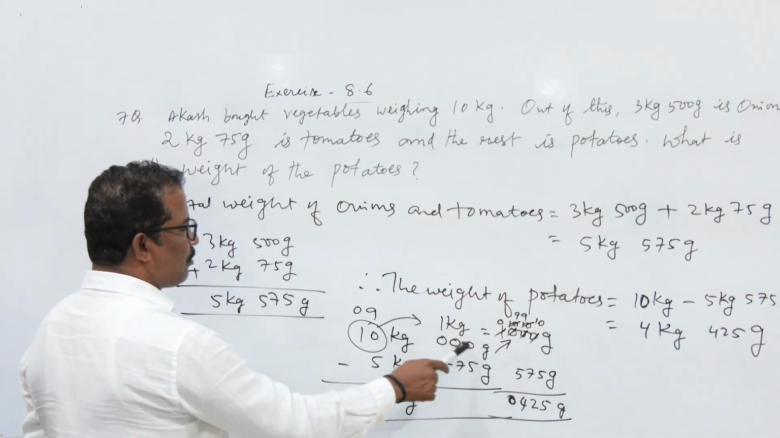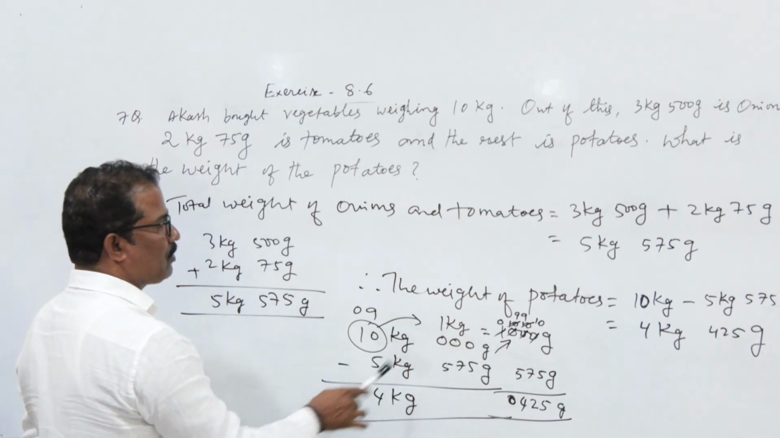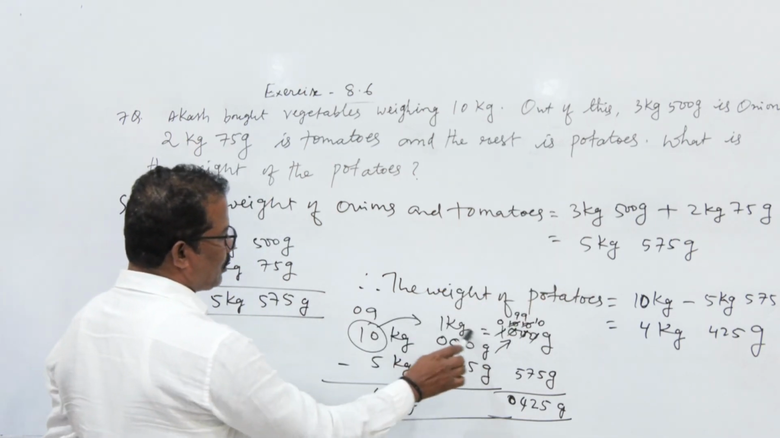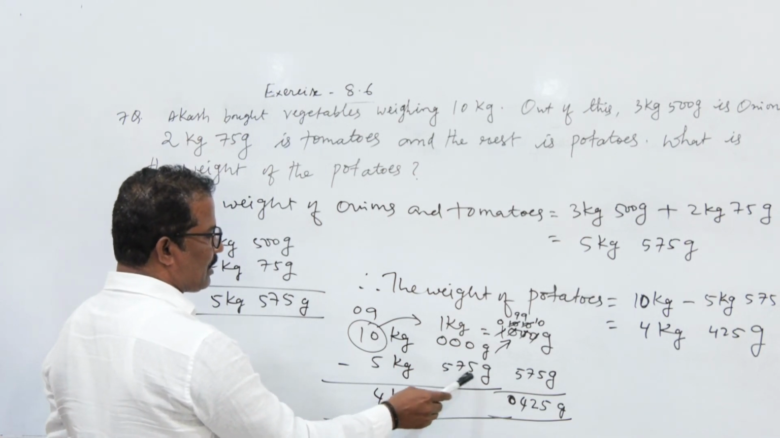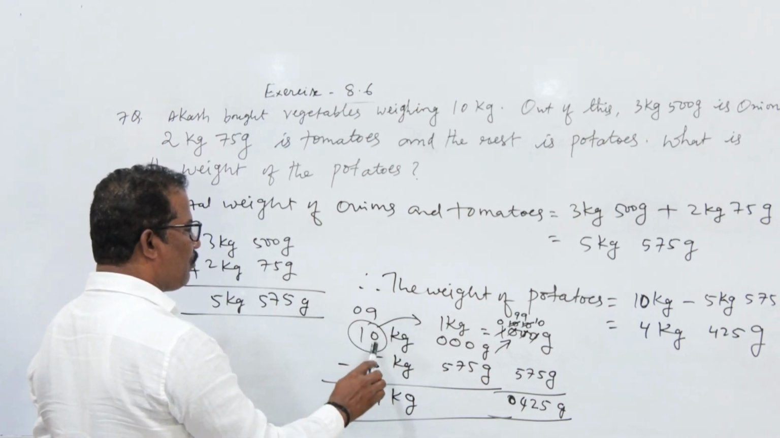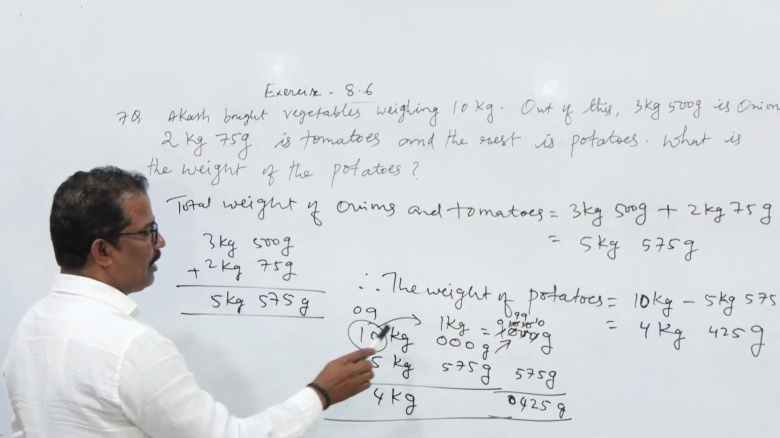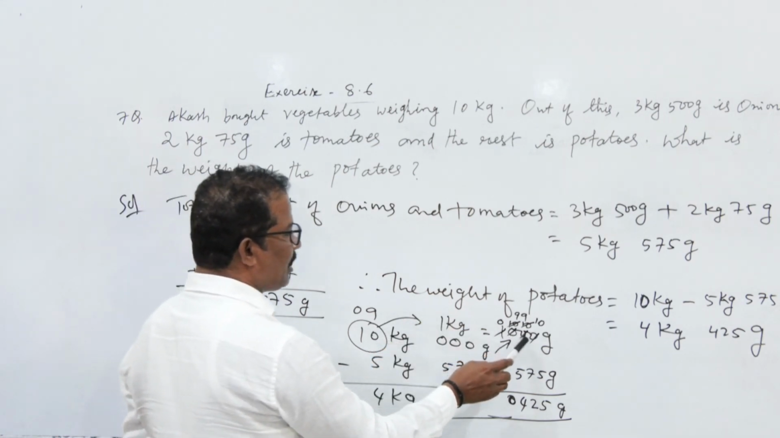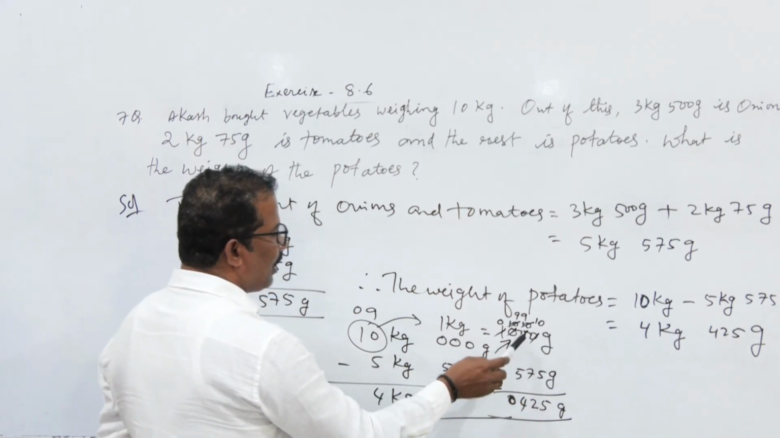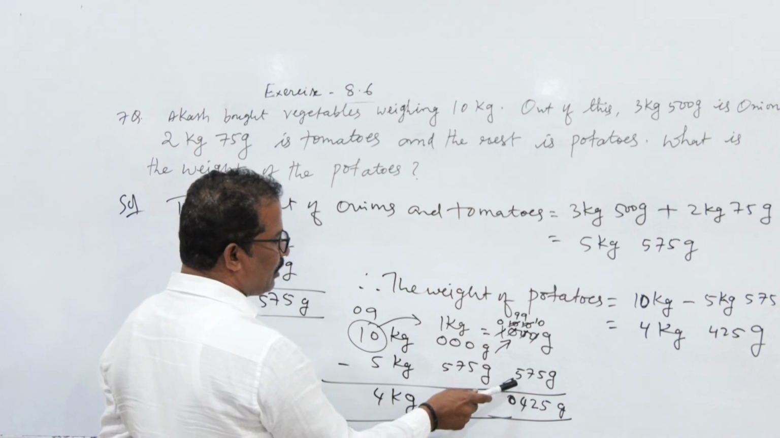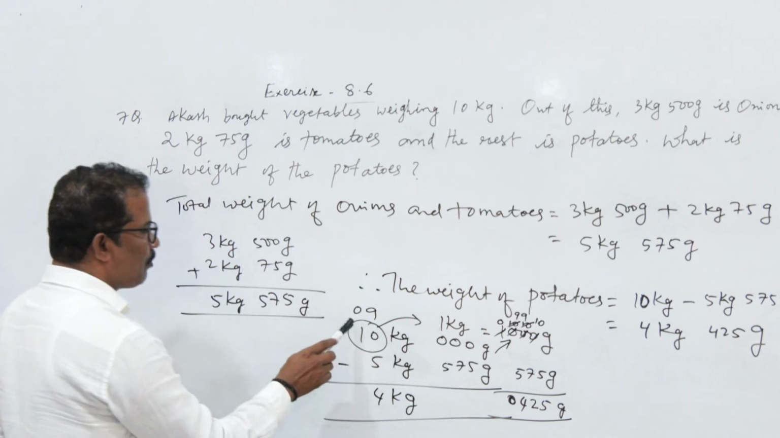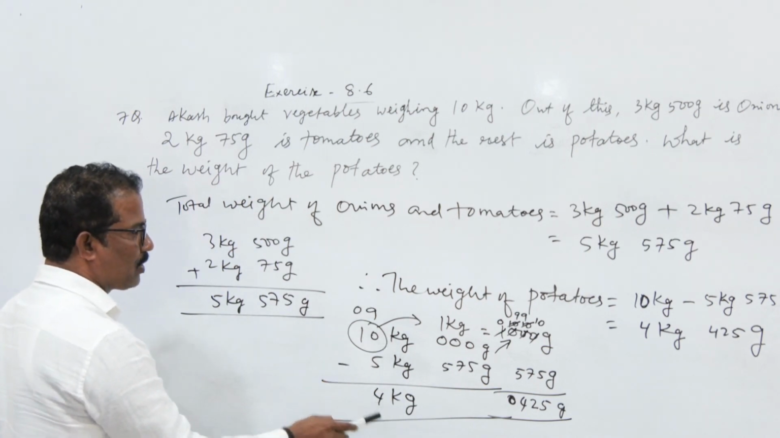10 kg, no grams are there, means 000 grams. From this we have to subtract 5 kg 575 grams. So how is it? See, from the 0 grams, we are not able to subtract this 575 grams. For that we borrowed 1 kg from this kg unit. So from this 10, 1 kg came here, so 9 kg will remain here. And 1 kg in terms of grams is 1000 grams. Now from this 1000 grams, we subtract this 575 gram, and 425 grams remain. And from this 9 kg, 5 subtracted means 4 kg remaining.